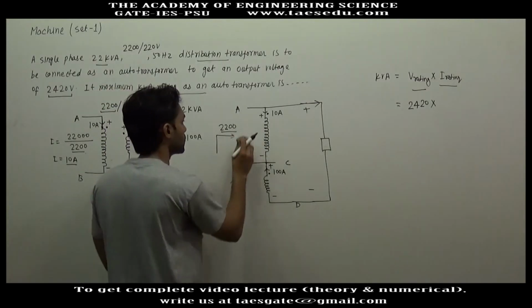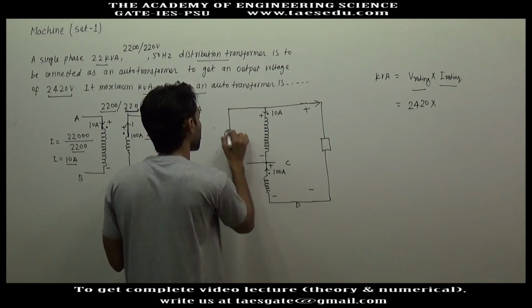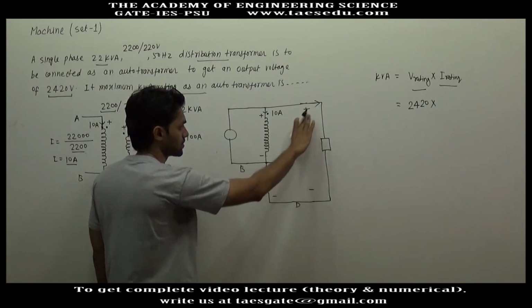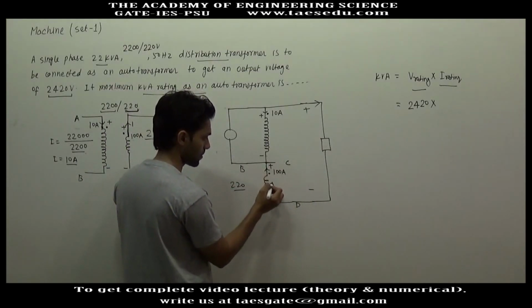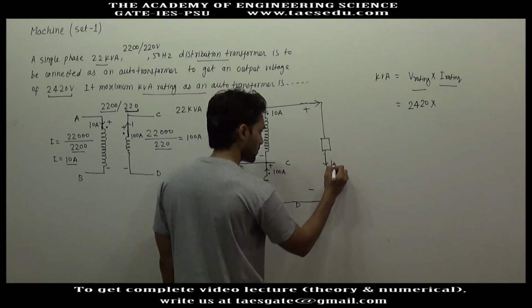This is the input terminal. So let us connect a source at the input terminal. This is the source, this is the load. So if 100 ampere flows through this winding, here also the current will be 100 ampere.